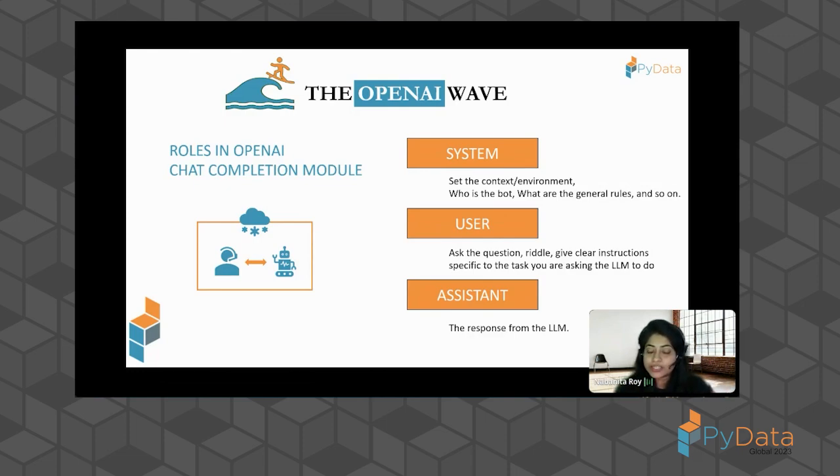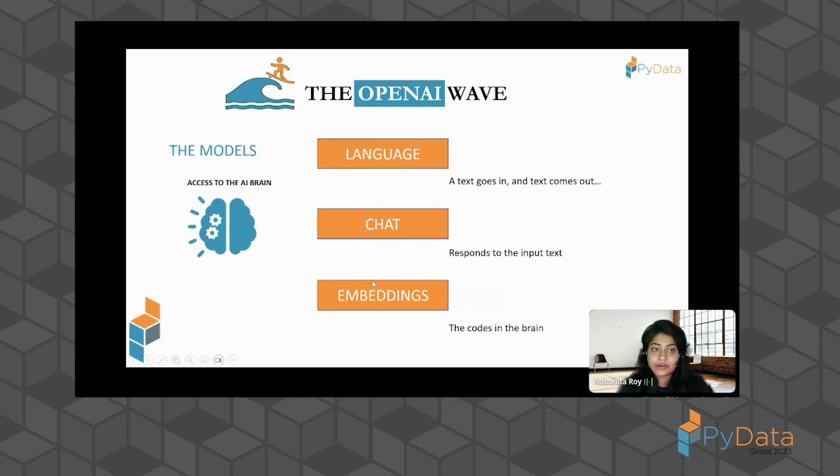The user is us, asking a question, riddle, whatever. You need to give clear instructions, like I've said before, and a clear output format. If you give very clean structured input, it can give you better answers, because then it understands it much better. And then the assistant is the response that you get from the LLM. These are the three roles that you'll find in the module.